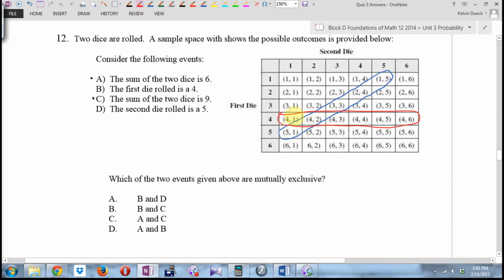The sum of the two dice is 9. That's, well, these two are mutually exclusive, but these two are not. The second die is a 5. That overlaps with everyone. The only two that have no overlap are A and C.